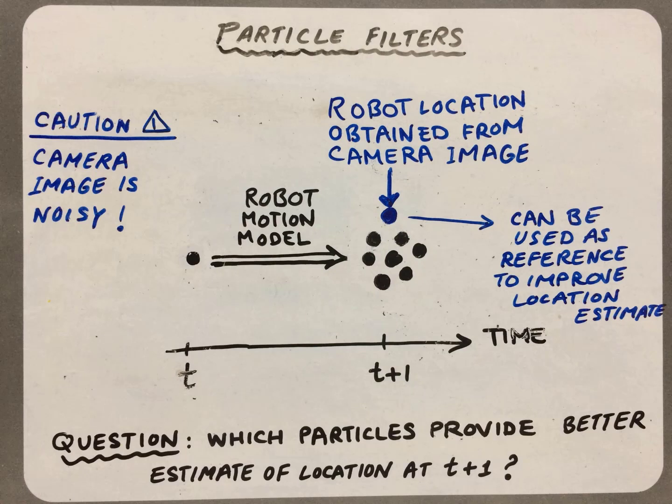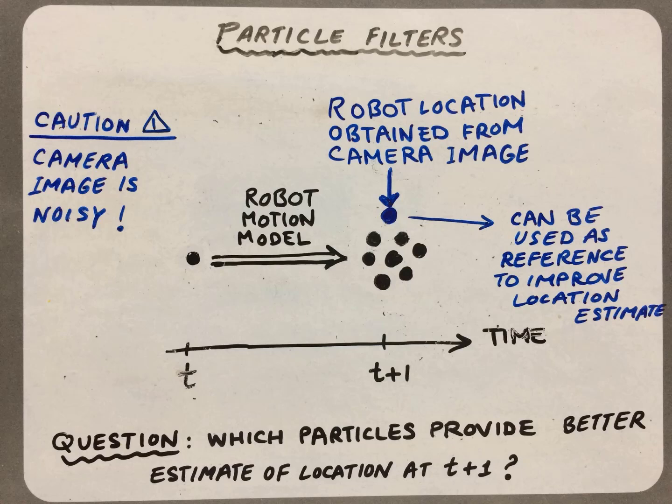Now the question over here is that we have two sets of particles, one of them based upon the robot motion model, the black ones, and the blue one is the one obtained from the camera image. And both carry some level of uncertainty, either due to the robot motion model or the noise in the sensor, which in this case is the camera image. Now, we have about 7 particles, and we have to come up with an estimate of robot position at time t+1. So which of these 7 black particles are representing the robot location more precisely?